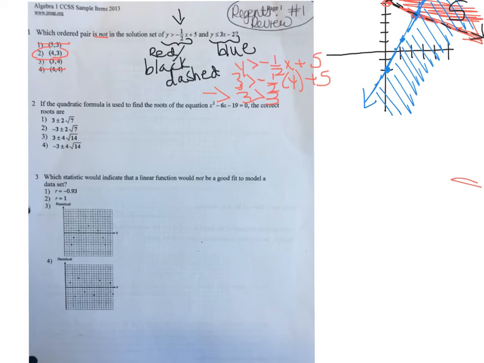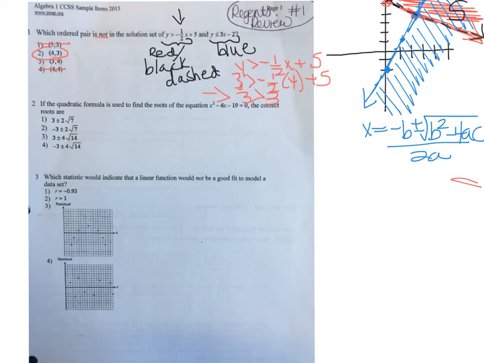Number 2, if the quadratic formula is used to find the roots of the equation x squared minus 6x minus 19 is equal to 0, the correct roots are... So you need to get the quadratic formula from the back of your Regents exam booklet, and I'm going to write that over to the right here. x is equal to negative b plus or minus the square root of b squared minus 4ac, all over 2a.